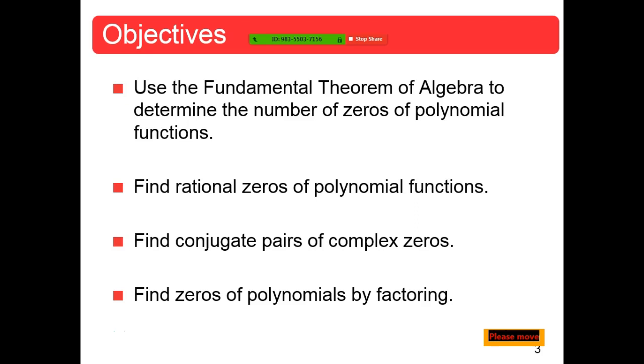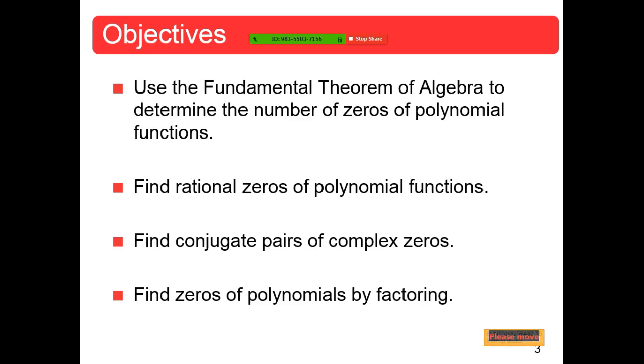All right, the objectives here, a bunch of them. It's an important section. We'll use the fundamental theorem of algebra, that sounds pretty important, doesn't it, to determine the number of zeros of a polynomial function. Now, we've already sort of used that a little bit when we talked about the maximum number of zeros. Now we'll talk about the number of zeros. We'll find rational zeros of a polynomial function. Now, that's a whole new procedure, but it's a pretty easy procedure.